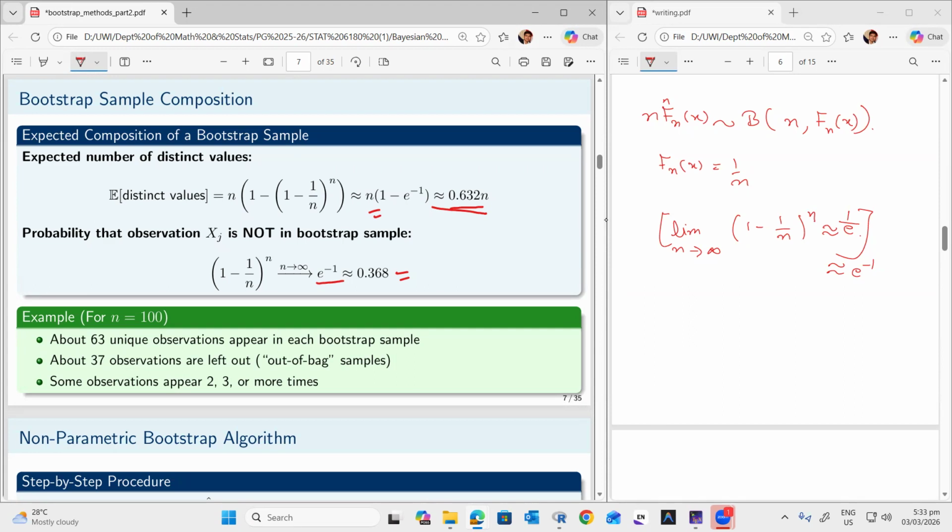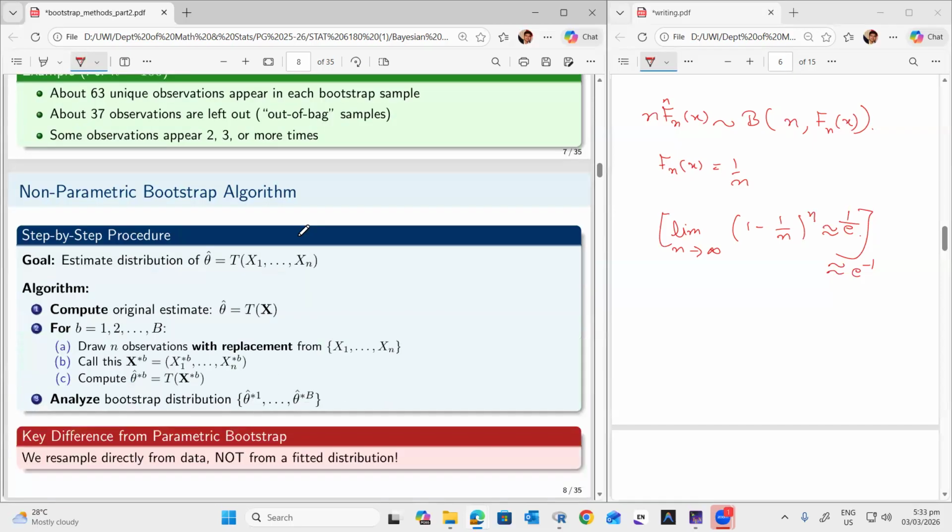All right. For example, about 63 unique observations appear in the bootstrap sample. About 37 observations are left out, or out-of-bag samples, meaning 37 observations do not appear. Some observations appear 2 or 3 or more times. So that is basically the expected composition of a bootstrap sample.